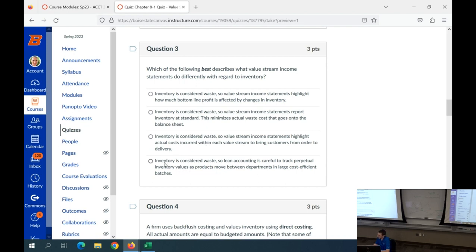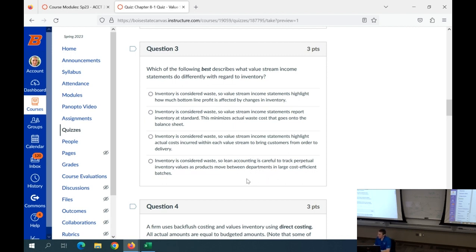All right, last, inventory is considered waste, so lean accounting is careful to track perpetual inventory values as products move between departments in large, cost-efficient batches. Well, if you look at the textbook, there are two problems with that one. One is we tend to use backflush costing, which is implicitly a periodic system. At the end of the period, we backflush, not a perpetual system where we're constantly updating the values of the accounts. So that part is incorrect.